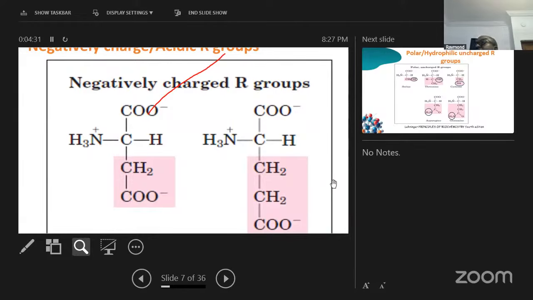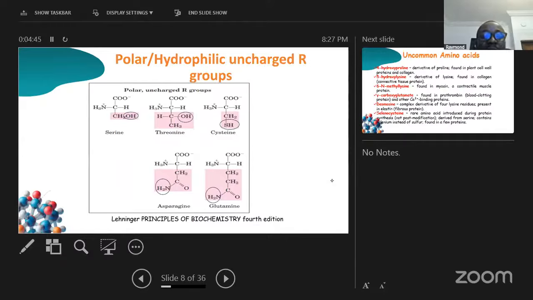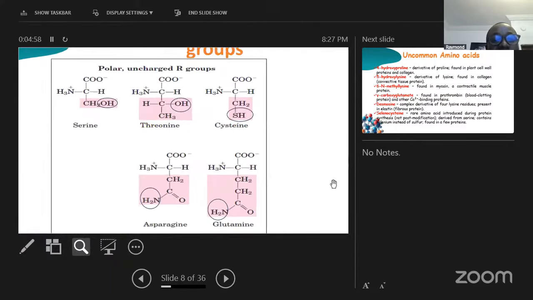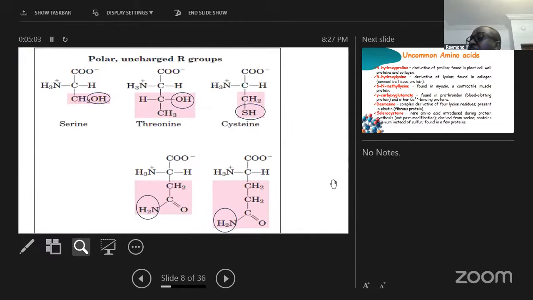And if they are found in the protein, their character will tell you the location where they are likely to be found in that protein and how they can contribute to the overall structure of the protein. So here we have polar hydrophilic uncharged R groups. Uncharged, remember the other ones were charged. Here they are polar, which means they can dissolve well in water, but they are not charged. They are neutral in nature.